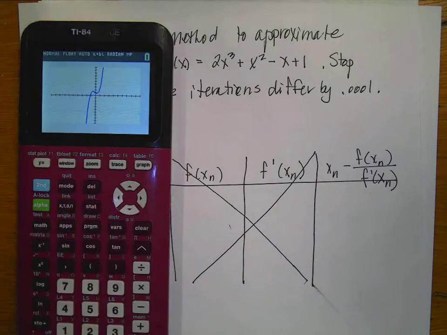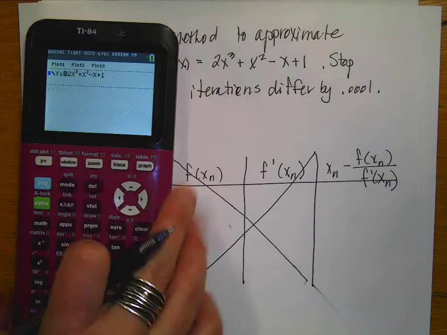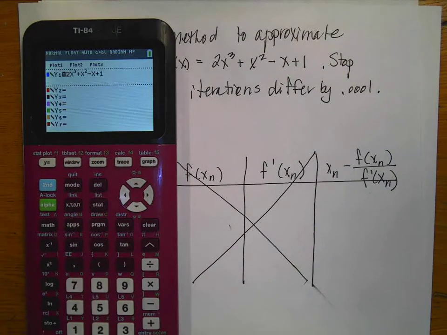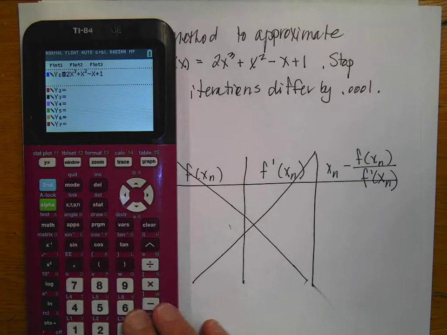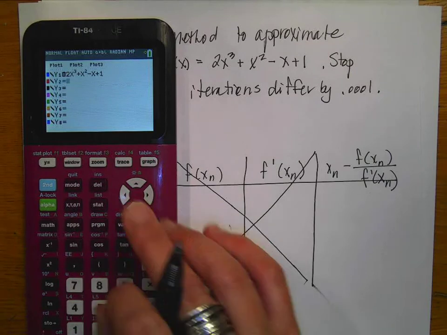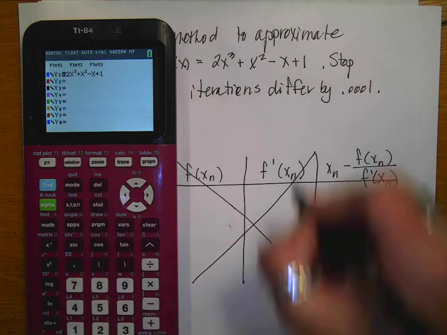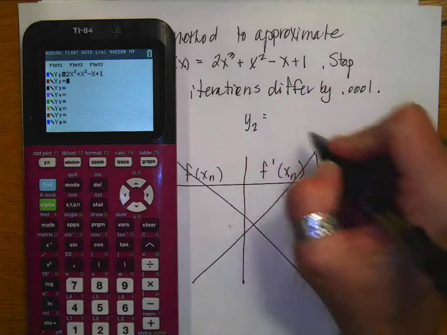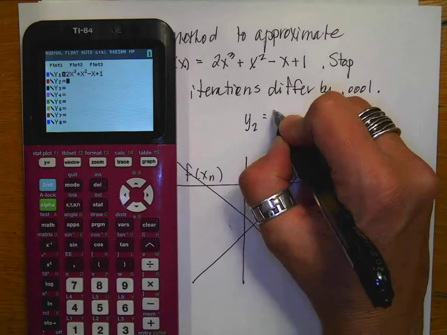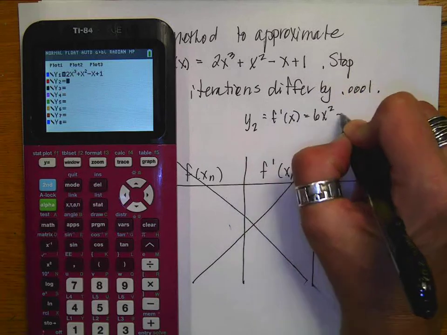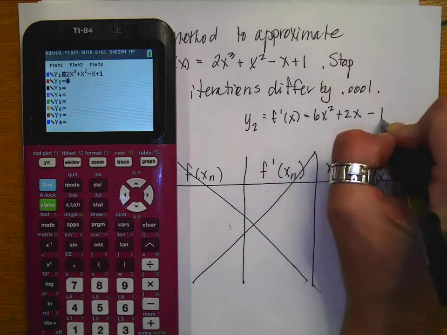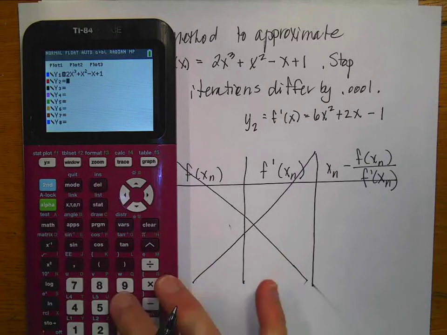So I'm going to put a series of equations in my calculator. I'm going to go to my y equals, and there's the initial equation. The next thing that I'm going to put in is the derivative. So y sub 2 is going to equal my derivative, f prime of x, and that's going to be 6x squared plus 2x minus 1.